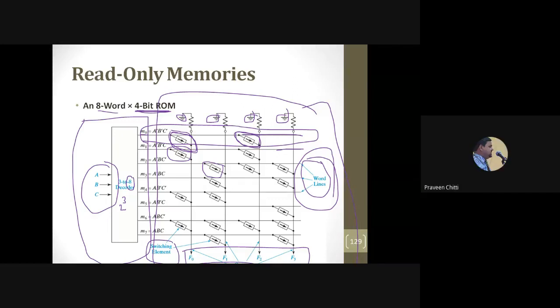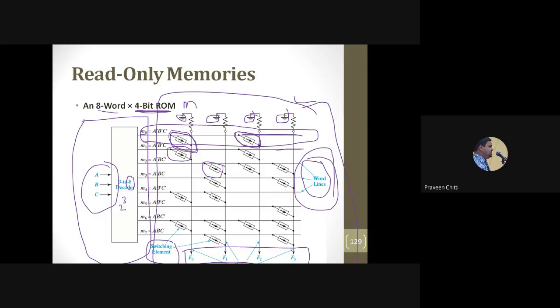Because there are 8 words. What is stored? 0, 1, 0, 1. What is the 4-bit content of the first memory location? Which side are you telling from? Normally we tell from the MSB. This is our MSB, and this is the LSB. So what is stored here in the first bit?